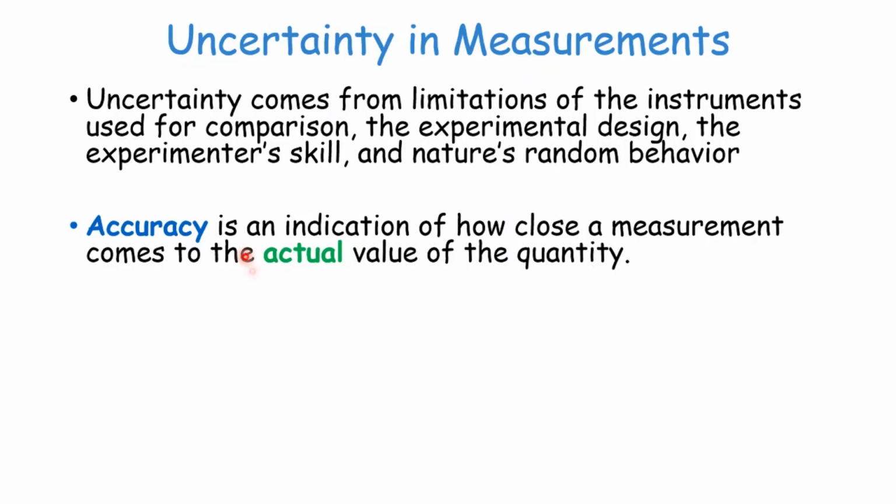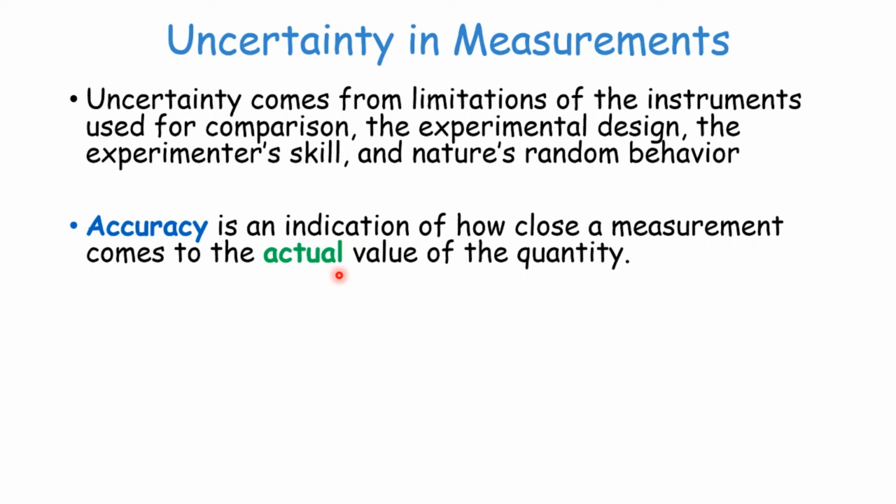So let's talk about accuracy and precision. You can use both accuracy and precision to evaluate the uncertainty of your measurements, or the quality of your measurements. Accuracy is an indication of how close a measurement comes to the actual value, or the true value.